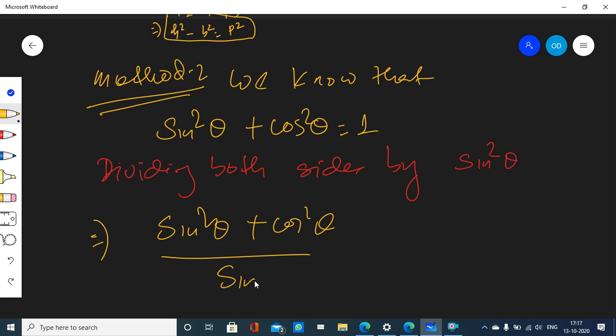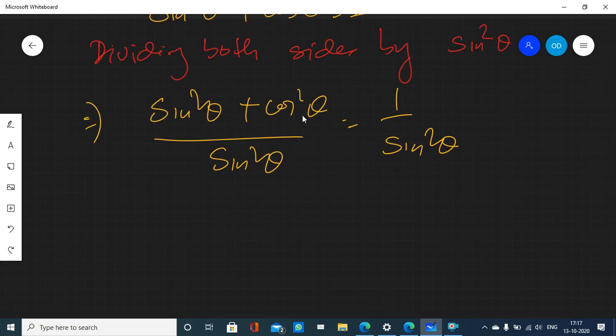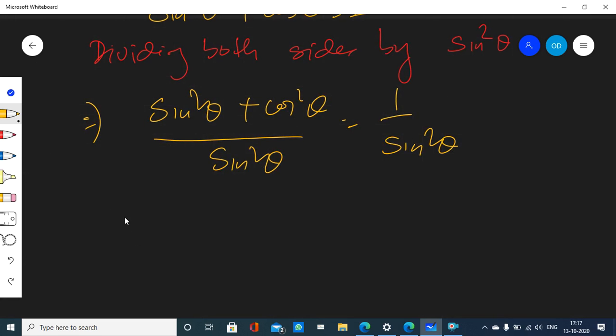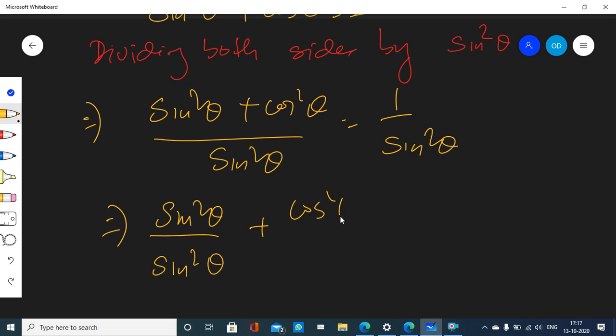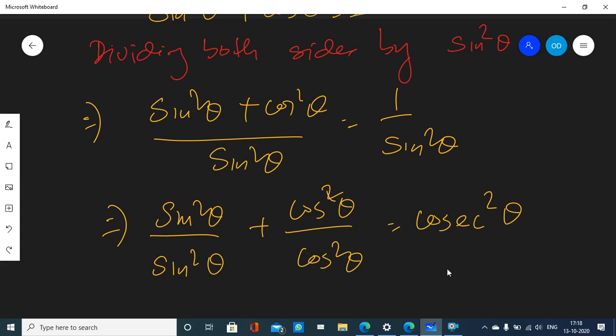If I divide both sides by sine square theta, I will get what? Cot square theta, cosec square theta, 1, right? So this is sine square theta by sine square theta plus cos square theta by sine square theta is equal to 1 by sine square theta, which will be what? Cosec square theta, right?